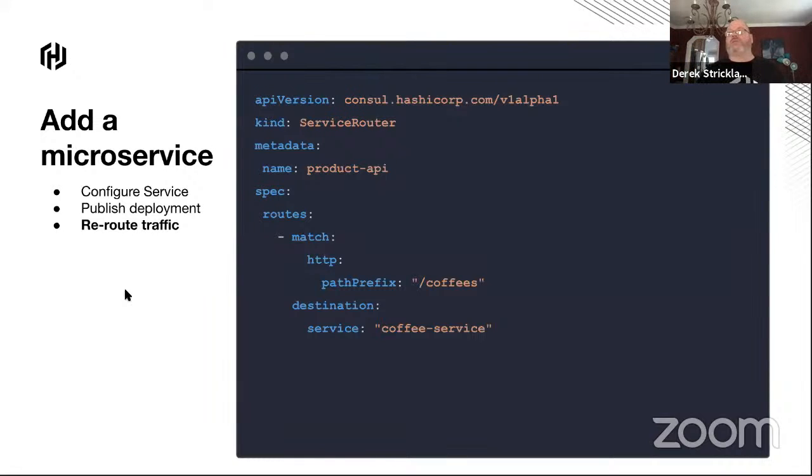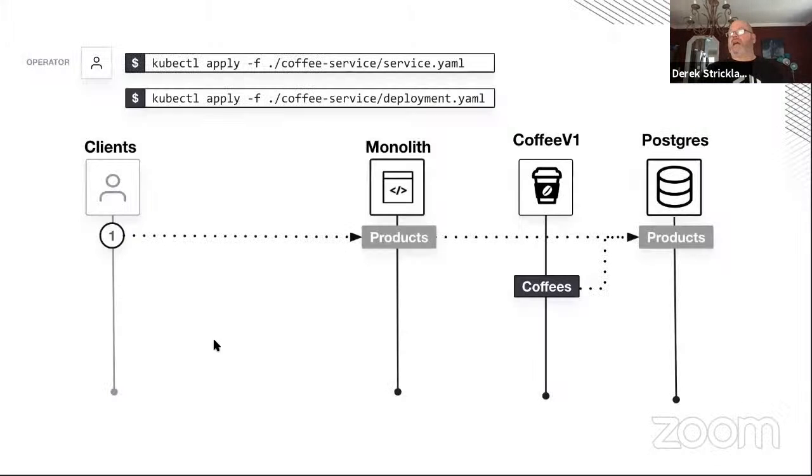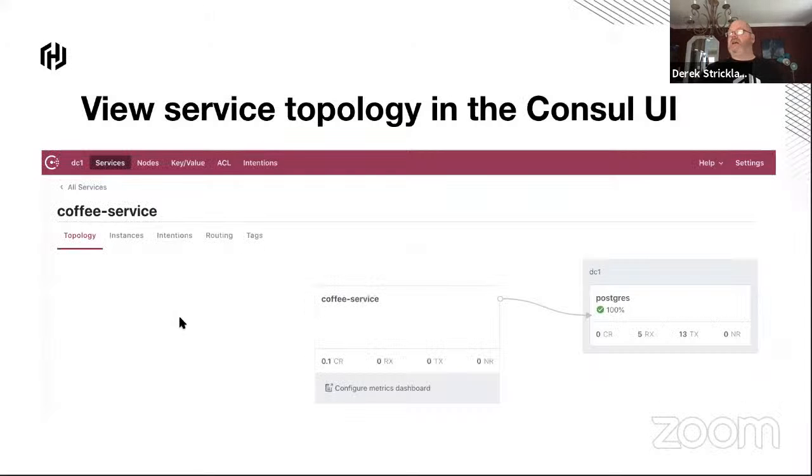And then finally, we're going to reroute traffic using a service router. The way that we'll do that, just to recap, is we'll target the product API. We'll say that anything that comes into that API at the /coffee's route or path prefix needs to be rerouted to the destination service of coffee service. Okay, so those are the steps we're going to do. And how are we going to do that? This diagram illustrates what it'll look like when we're all done. We're going to apply the service configuration, and we're going to release the deployment. Let's go ahead and do that now, and then we'll come back and talk about the service visualization.